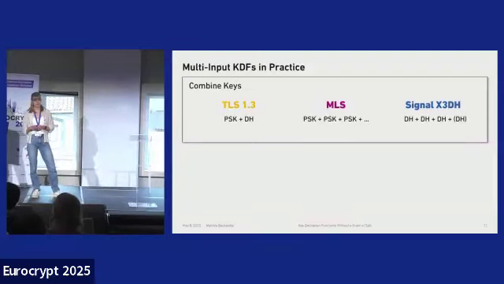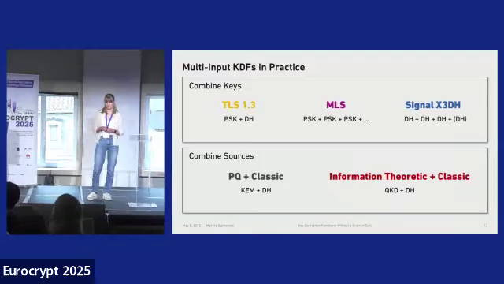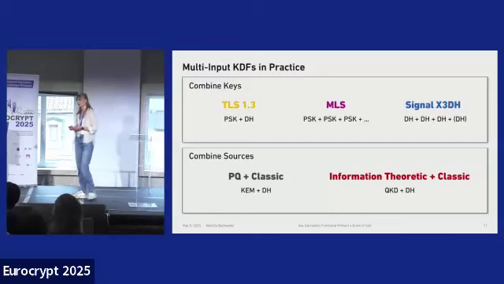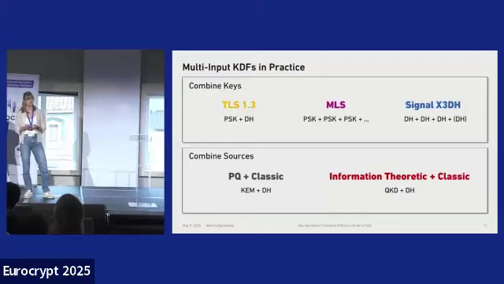For example, TLS 1.3 combines a pre-shared key with a Diffie-Hellman ephemeral. MLS combines an arbitrary number of pre-shared keys. And Signal X3DH combines 3 to 4 Diffie-Hellman ephemerals. Key combiners to combine sources are used increasingly to hedge against the threat of quantum adversaries, mostly by combining post-quantum secure sources with classical ones, but in the future potentially also to achieve information theoretic security by combining the keys from a quantum key distribution protocol with computationally secure ones.